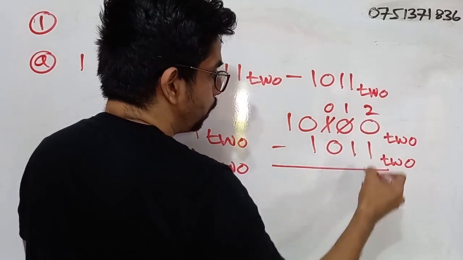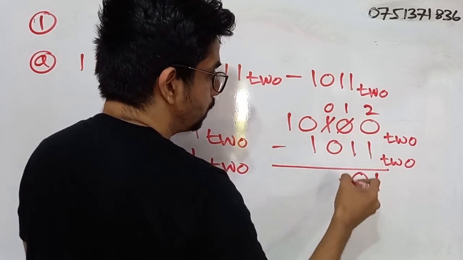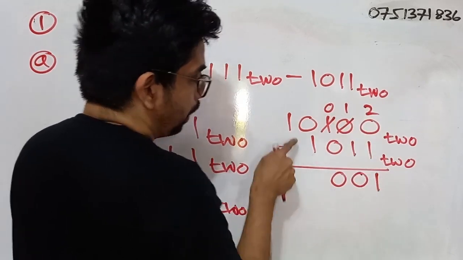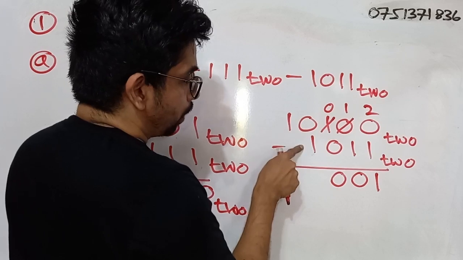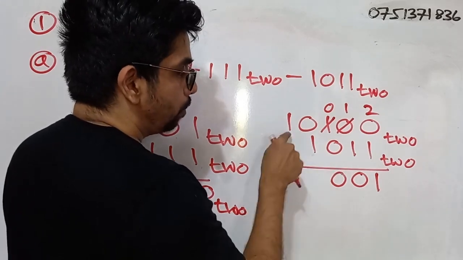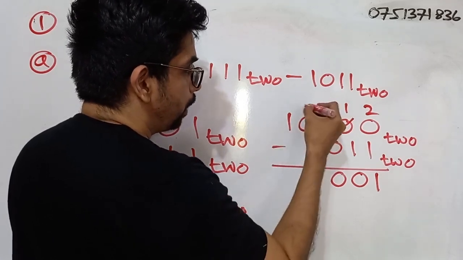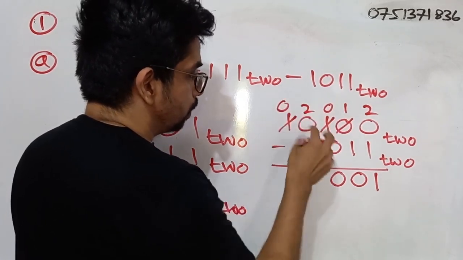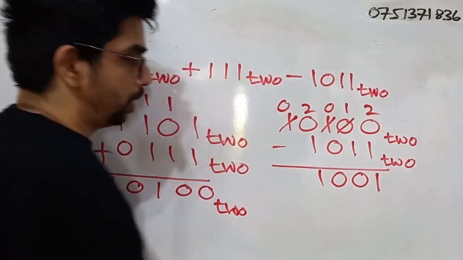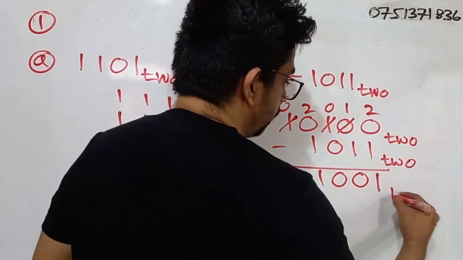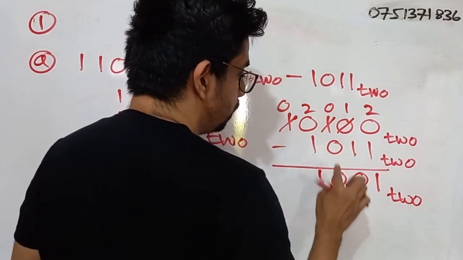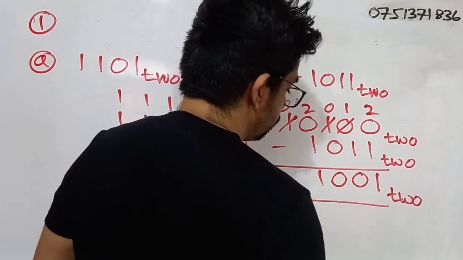So 1 minus 1, that's a 0. 0 minus 0, that's a 0. So here we have 0 minus 1. We can't do. So what do? We borrow a 1. Right? Then this 0 becomes a 2. This one becomes a 0. 2 minus 1, that's a 1. So finally we get the answer as what? 1, 0, 0, 1, and the base will be what?